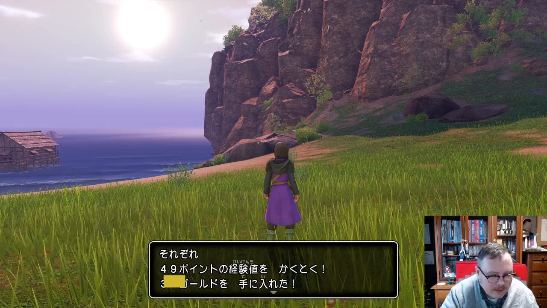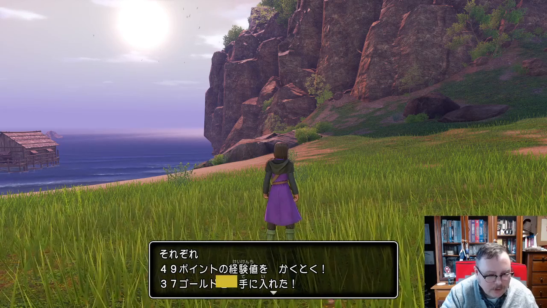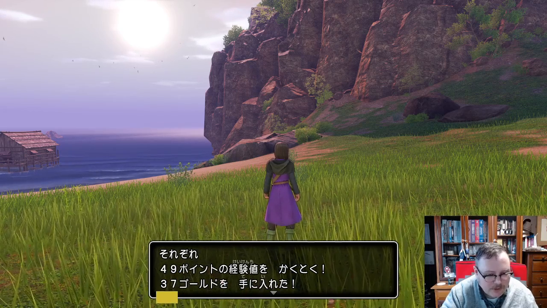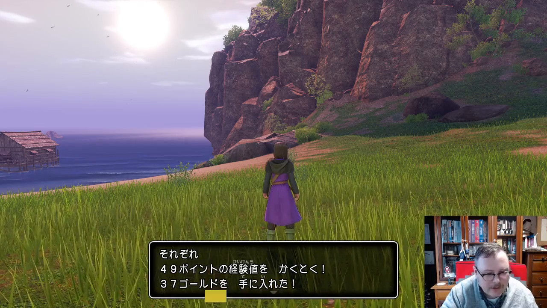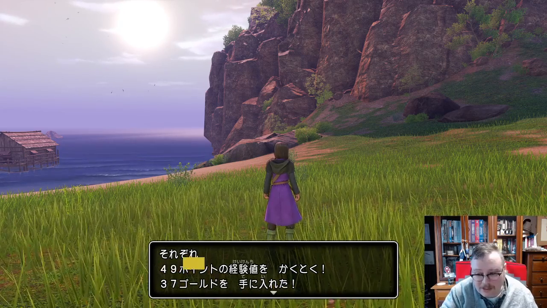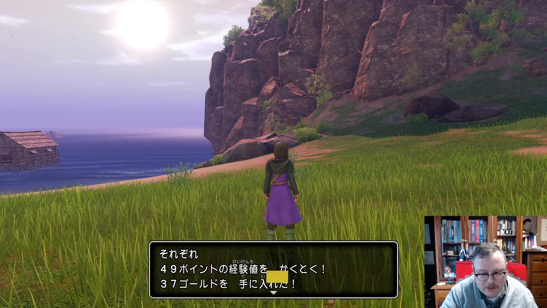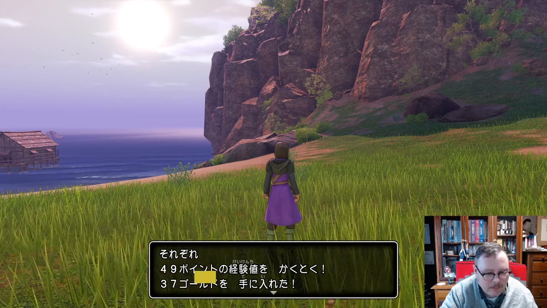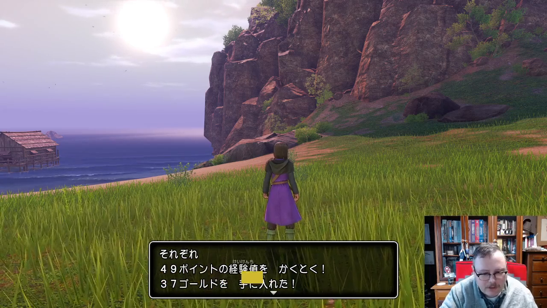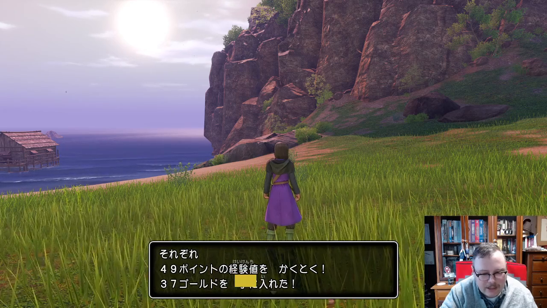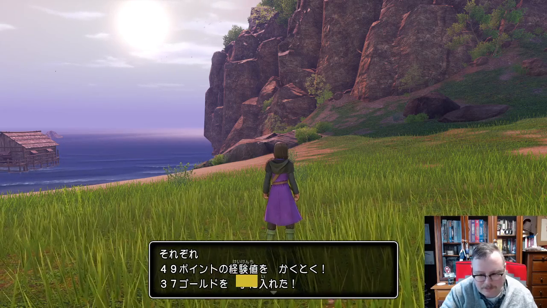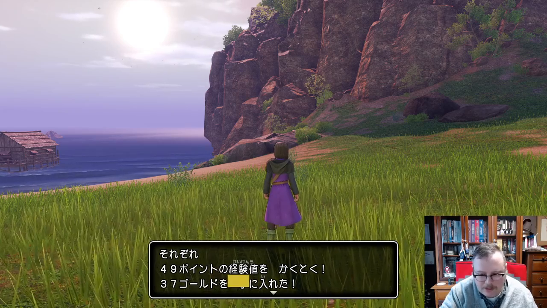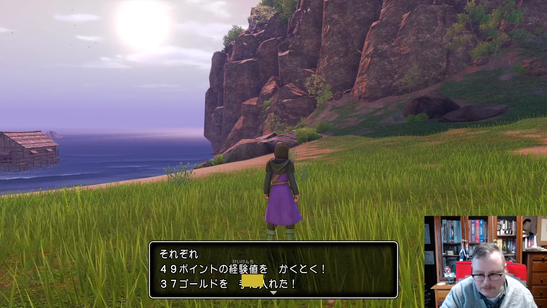Okay, then we got "Sorezore 49 pointo no keikenchi o kakutoku. 37 gold o te ni ireta." Alright, so sorezore means each person. Each person acquired, kakutoku, 49 points, pointo, of experience. So keikenchi means experience points. Keiken means experience, and then chi means value.